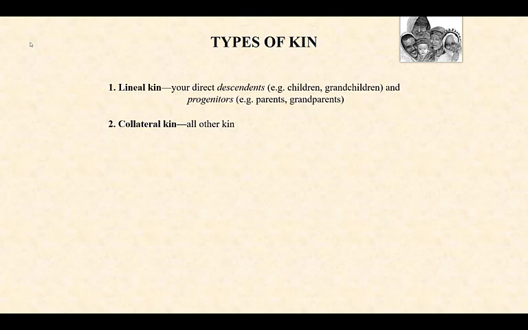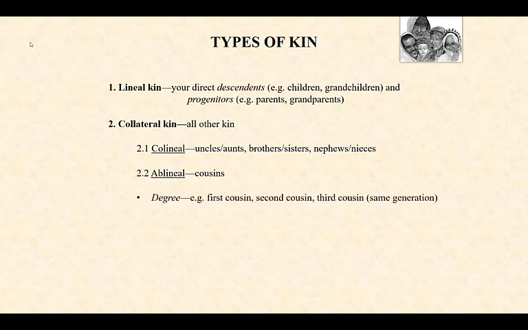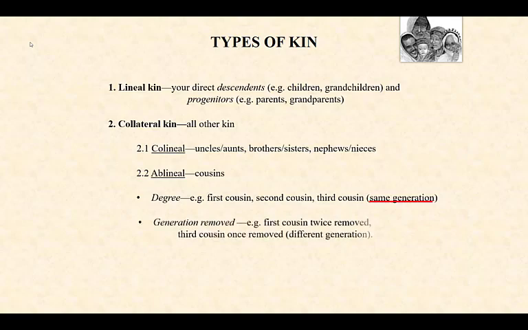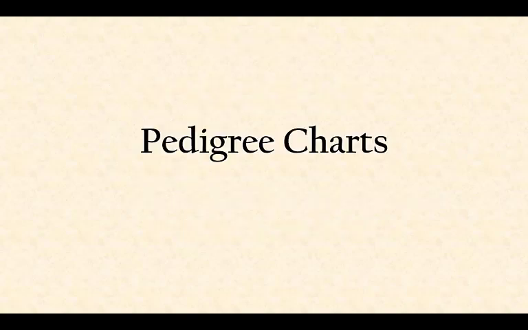Now, collateral kin can be divided into two different types. One, colineal. These are your uncles, aunts, brothers, sisters, nephews, nieces. And ablineal, which are all your cousins. Now, cousins in turn can be classified or cross-classified first by degree. For example, first cousin, second cousin, third cousin. These are all the same generation. And secondly, by generation removed. For example, first cousin twice removed, third cousin once removed. These are different generations.